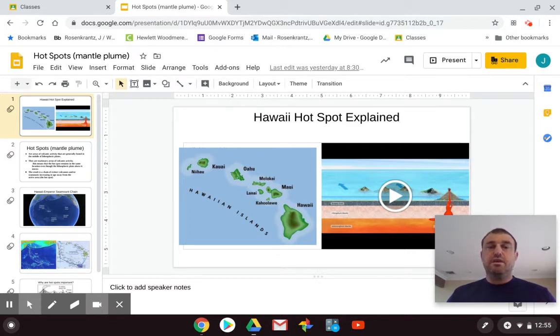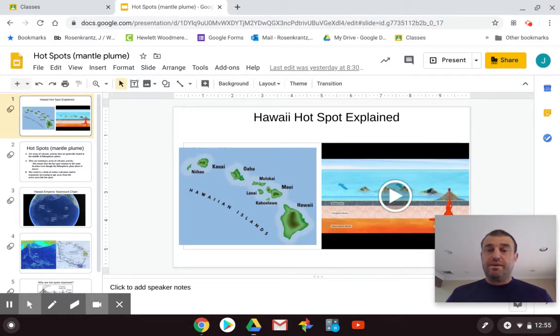Okay? So the first slide says Hawaii Hotspot Explained. And the left picture is the Hawaiian Islands. Those are the Hawaiian Islands that make up our state. But actually there are hundreds to thousands of Hawaiian Islands, and they go all the way from the Big Island of Hawaii all the way to Alaska. It's crazy to think that Hawaii can run all the way to Alaska. But the geologic formation, not the state, known as the Hawaii Emperor Seamounts, goes all the way to Alaska, believe it or not.